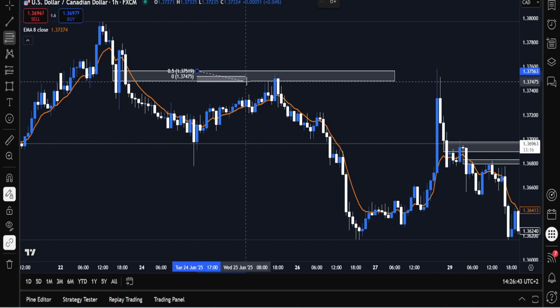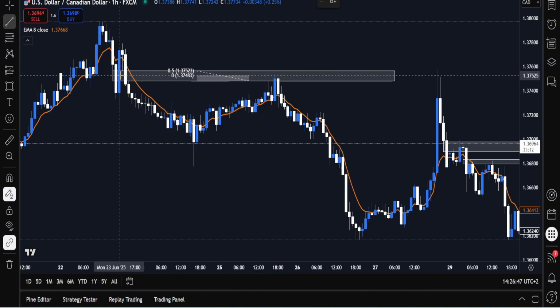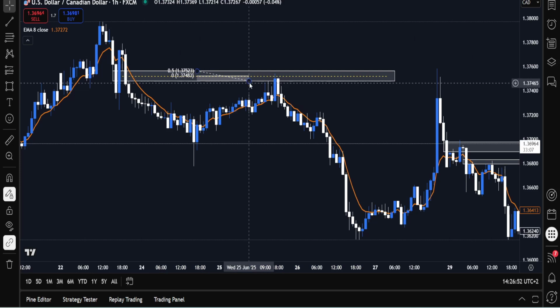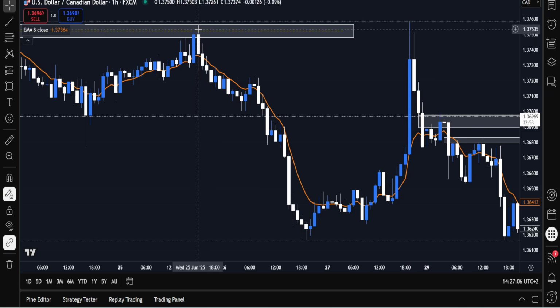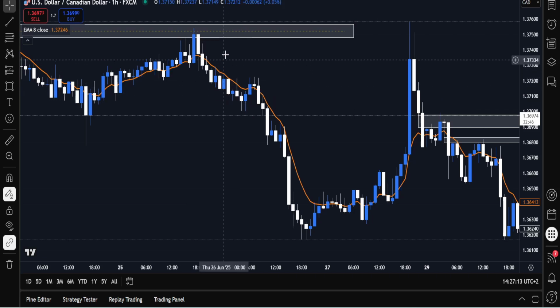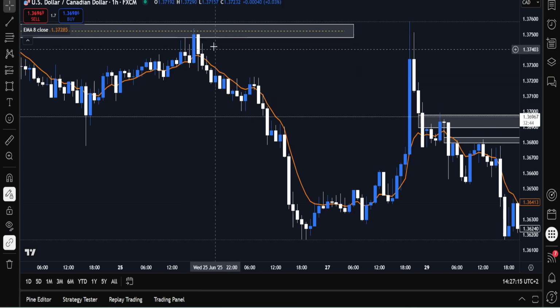So what we do, 50% of that fair value gap, and you can use your Fibonacci. You can draw a line there, and what did we do? We had 50% of that fair value gap filled, and you can see the bodies of the candles did not close above 50% of that fair value gap, which showed us bearish momentum, and we went down. That is consequent encroachment of a fair value gap.